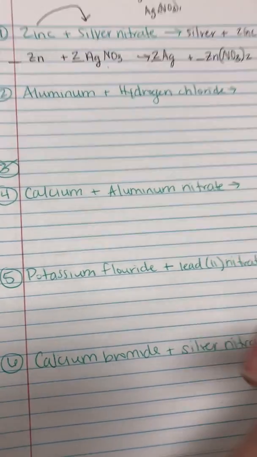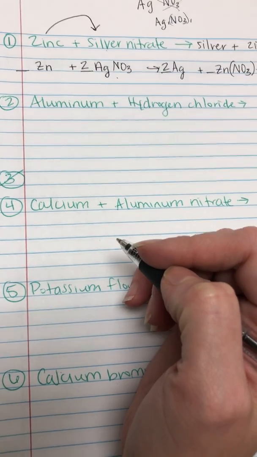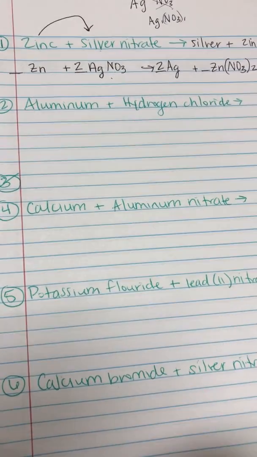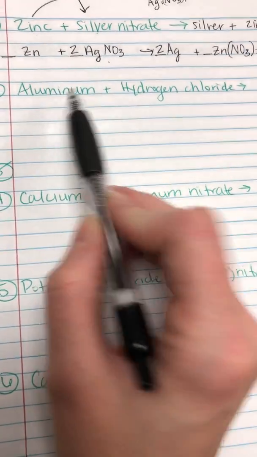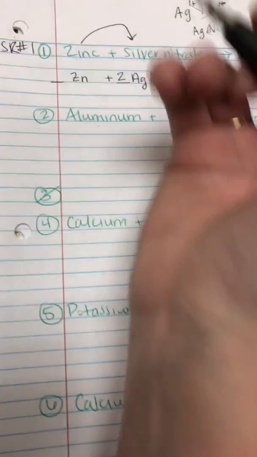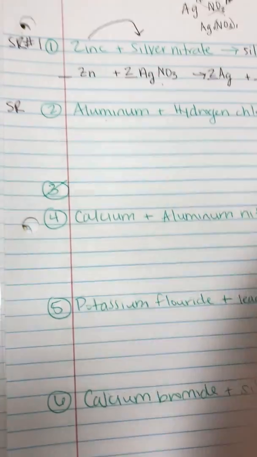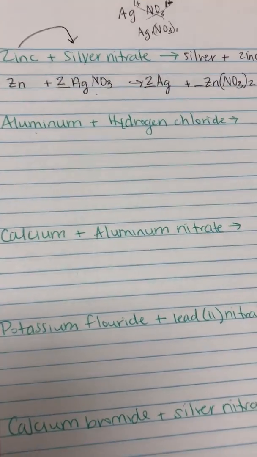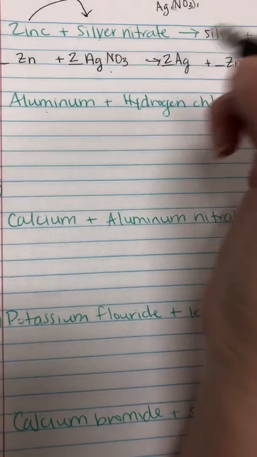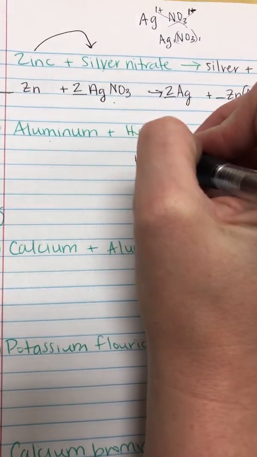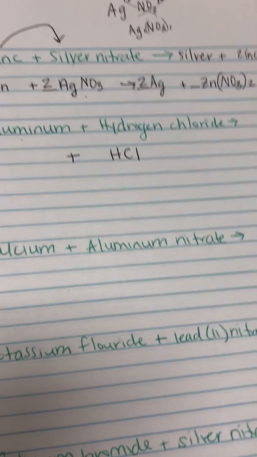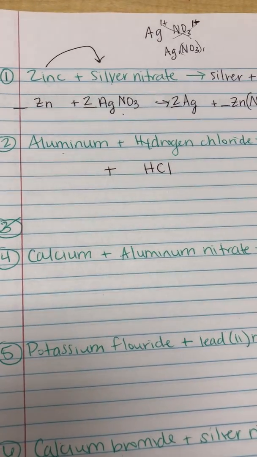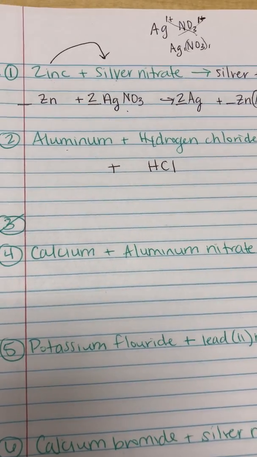All right, next one, I have aluminum plus hydrogen chloride. So again, I'm going to determine if it's single replacement or double replacement. I have one element right here, so I know it is going to be single replacement. And hydrogen chloride is the same thing as my HCl. So on our test, I'll either give you HCl or we'll call it hydrochloric acid.